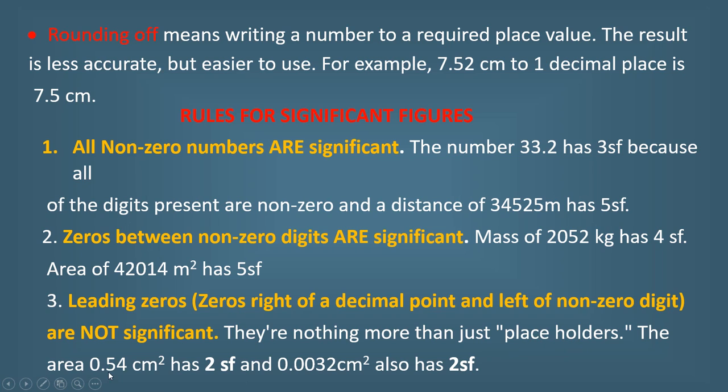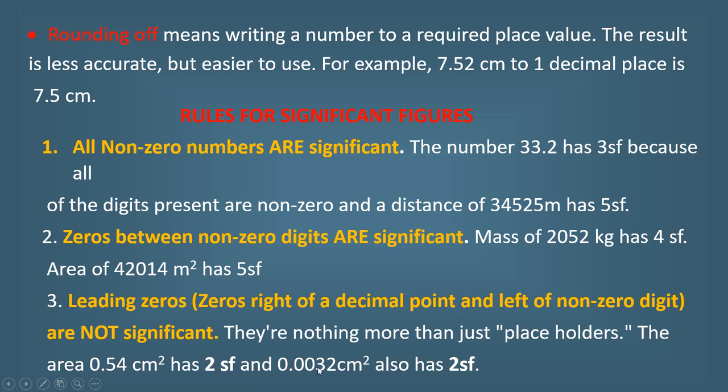The area of 0.54. Now this 0 is to the left of the decimal point, and to the left of the non-zero digit, which is 5. This 0 is not significant. Likewise, this value here has 2 significant figures.